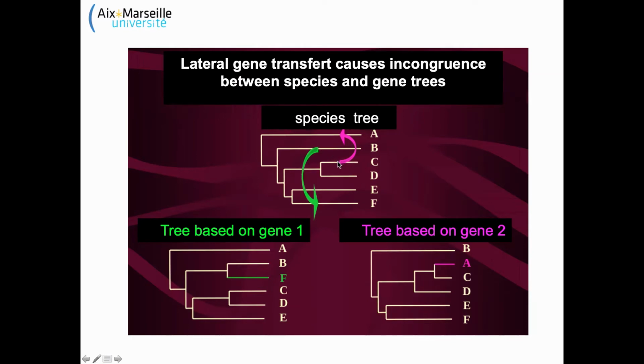In the same way, if you have gene 2 on C that moved to A species, you will have gene 2 on A and gene 2 on C that share a common node here. They are sister genes, and in that case, since it's completely different from the species tree, it's also the sign of a lateral gene transfer. Is it okay?